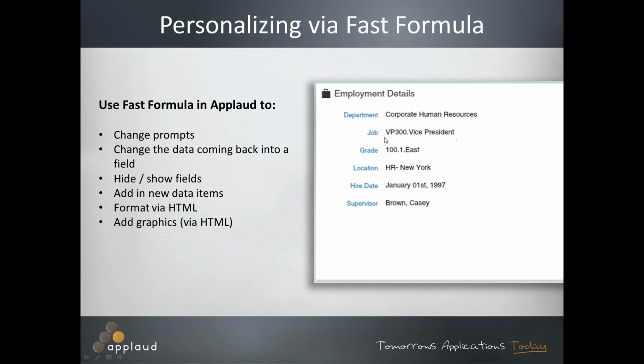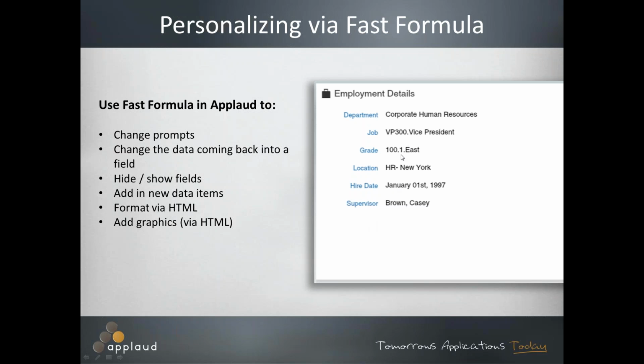So let's look at this job one here. Maybe you'd like to strip off the key flex field code VP300, which just says Vice President, or maybe you need to show a completely different field in here, maybe length of service instead of hire date. Might be a different bit of data. How do you do that?